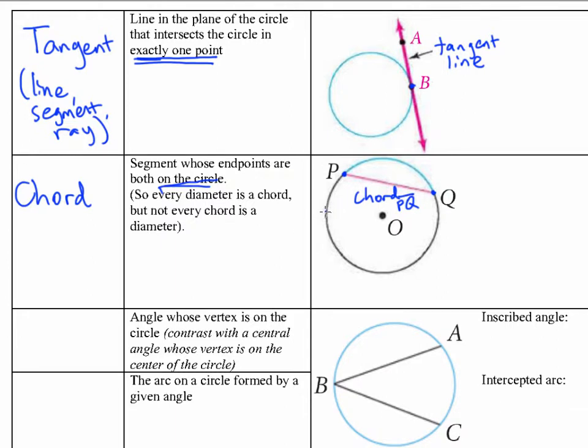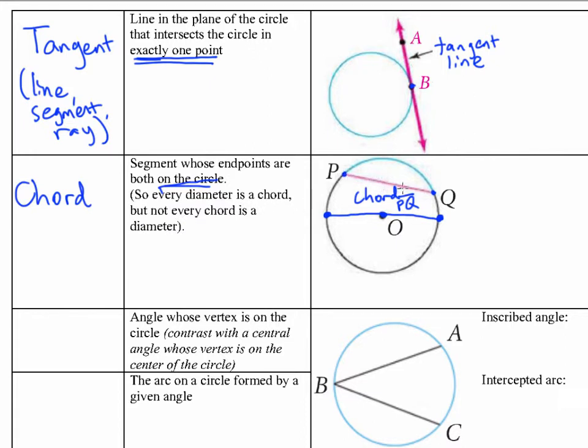So, for example, if I draw a line straight through the center, look, its endpoints are right here. You don't have to draw the endpoints. But we call this a diameter. Remember, it goes straight through the center. So a diameter is a chord. Both its endpoints are on the circle. But not every chord has to be a diameter.